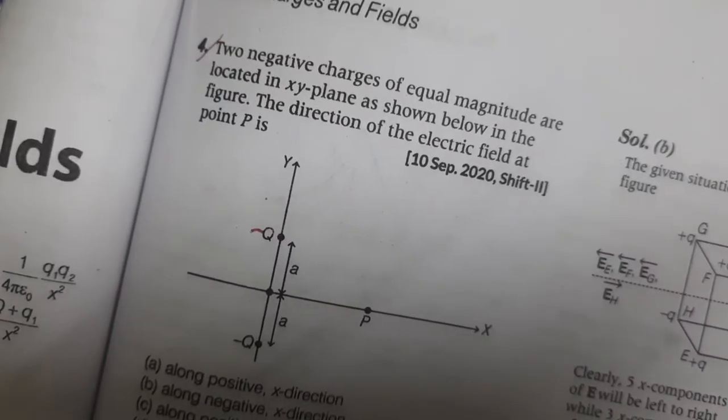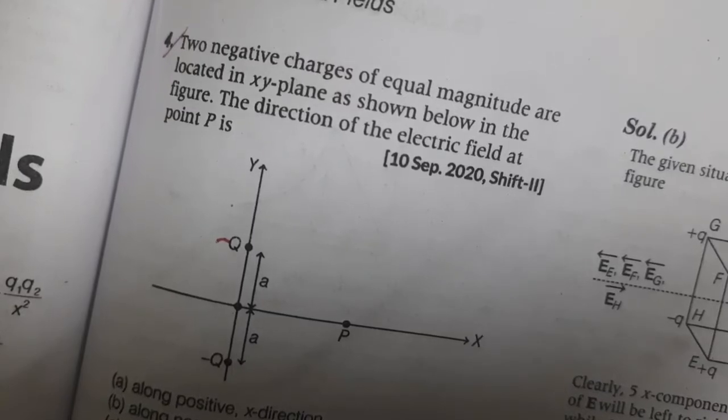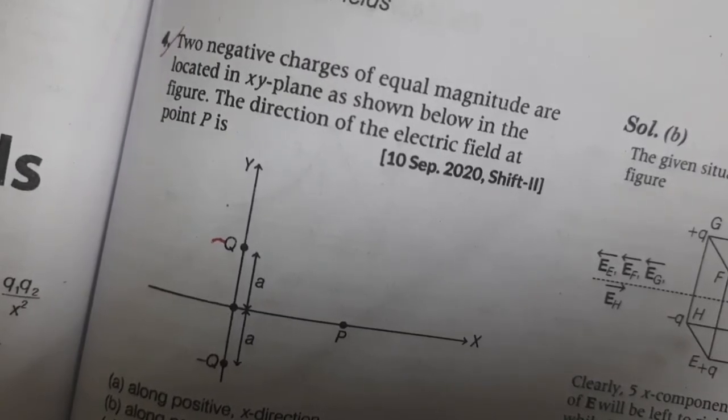See, two negative charges. Clearly they have given two negative charges of equal magnitude located in the xy plane.